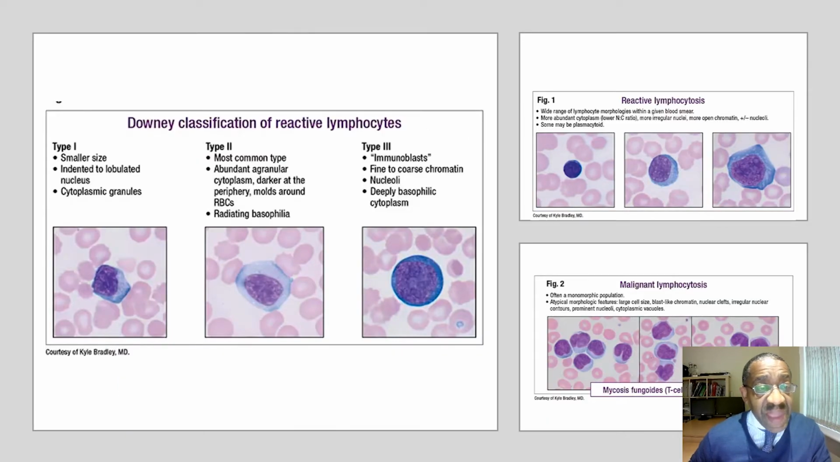Attempts have been made to classify reactive lymphocytes, and you can see three different type classifications here, from smaller size to type 2, which is the most common type, like the ones we've just seen, to quite large ones with nucleoli, very basophilic cytoplasm, and almost look like primitive cells and can easily be mistaken for primitive blasts, especially to the inexperienced.